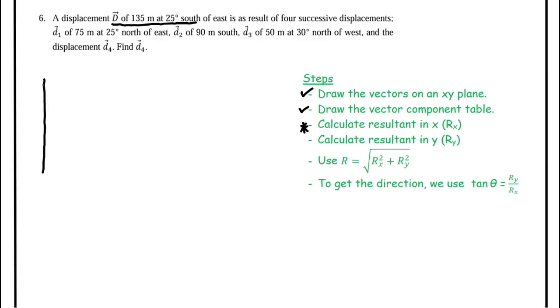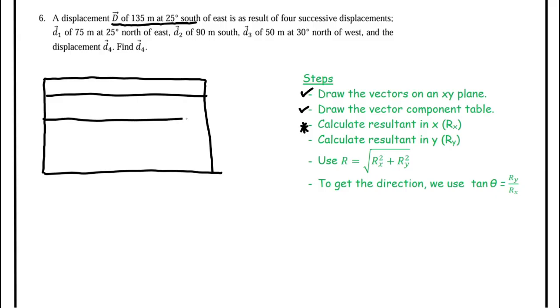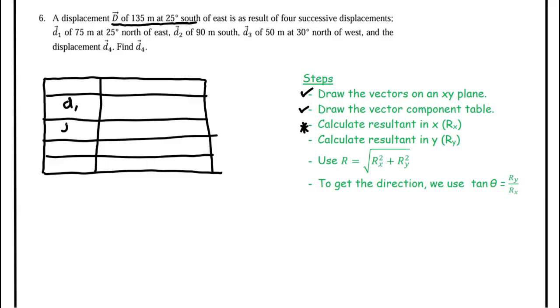When we draw our vector component table, once we have all the vectors, d1 will be here, d2 will be here, d3 and d4. We have d, which is the resultant. The one we're looking for in this case is d4. We've been told to find d4. We already have the resultant.